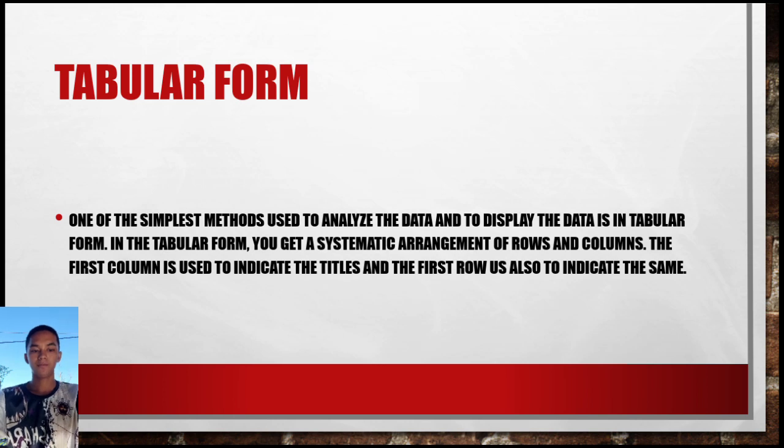Tabular form. One of the simplest methods used to analyze and display data is the tabular form. In the tabular form, you get a systematic arrangement of rows and columns. The first column is used to indicate the titles, and the first row is also used to indicate the same.